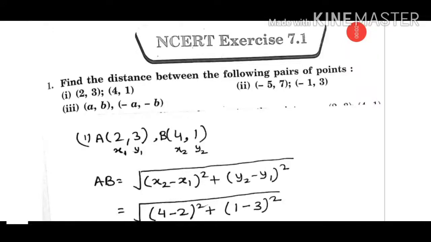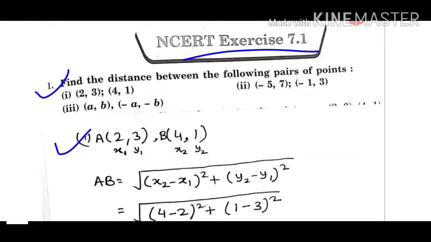Good morning, students. We already did the formula for the distance between 2 points. Now we will do exercise 7.1. In this exercise, question number 1, we have to find the distance between the following pairs of points. Look here, three questions we have, and first of all I will do the first question.